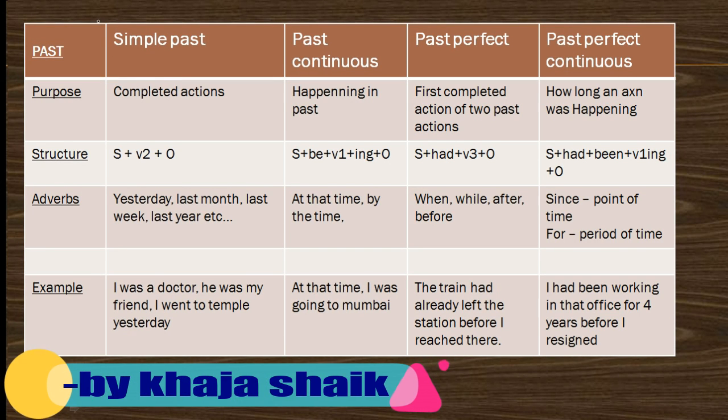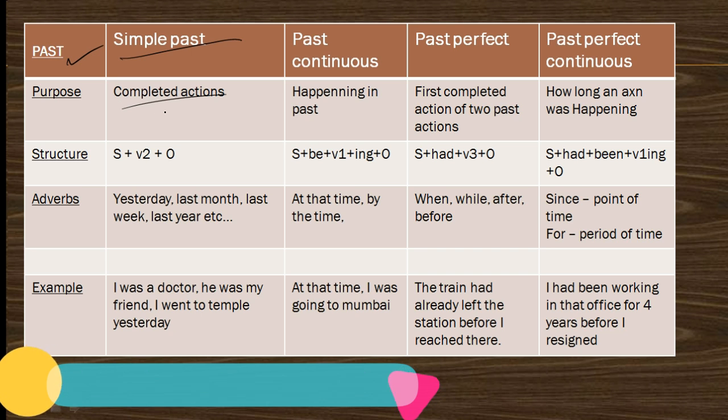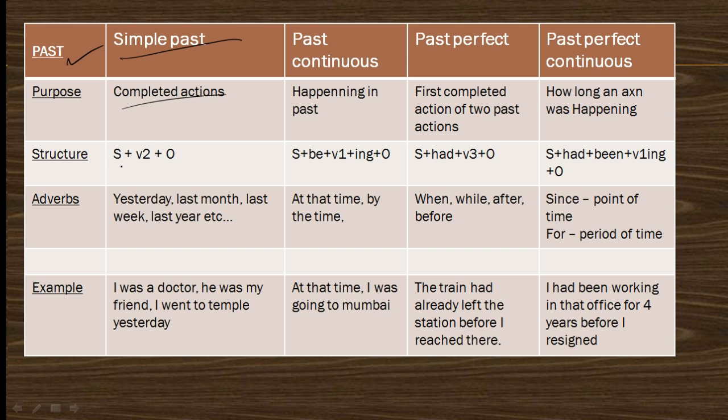Past tense. In this past tense, the first one is simple past tense. Simple past tense is used for completed actions, already happened actions in the past. The structure is subject plus V2 plus object. Generally we use last month, last year, last week, yesterday.